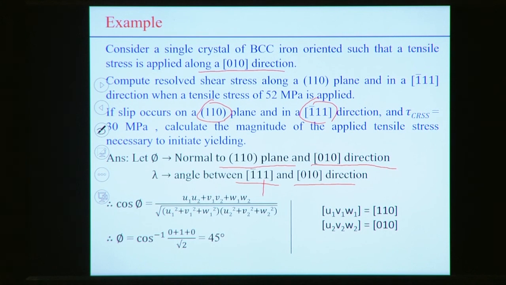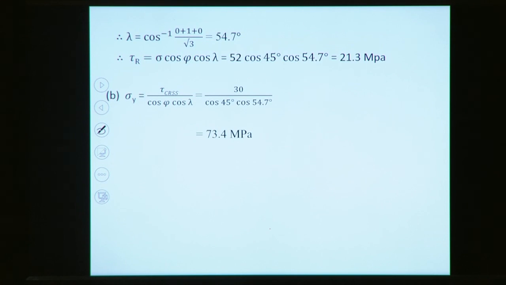With the Miller indices, we put them as u1 v1 w1 and u2 v2 w2 accordingly, and we can find out the cos phi between these two directions, and then phi equals 45 degrees. In a similar way we can find out lambda equals 54.7 degrees, and we can find out the resolved shear stress equals 21.3 megapascal.